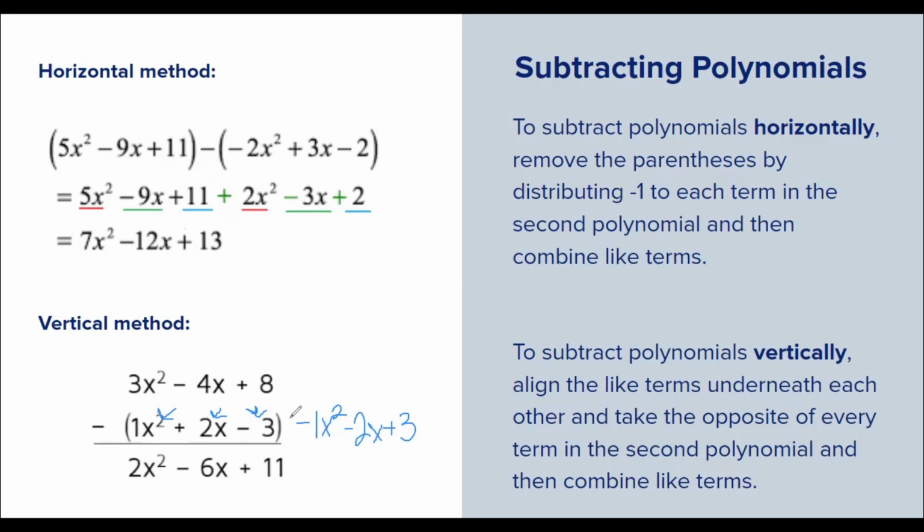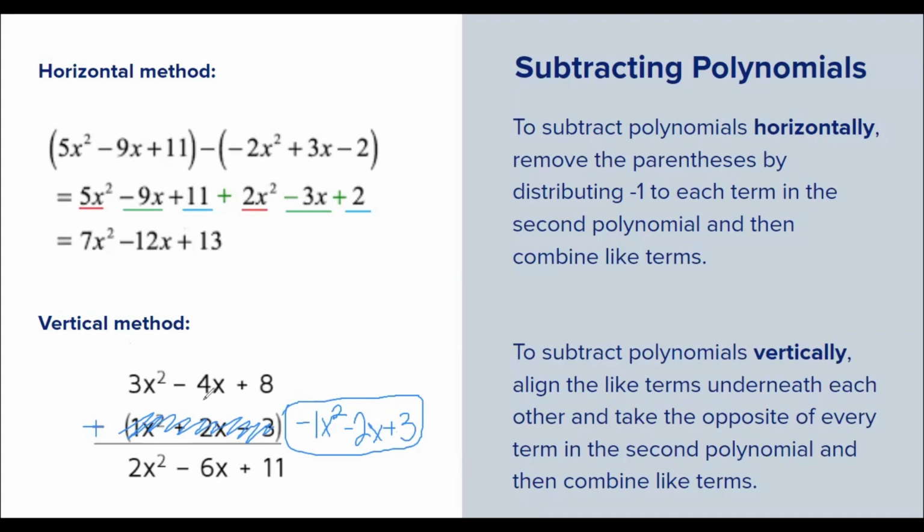So now that I have the opposite of this, I can combine like terms. By combine, I mean add. Basically, I turned this subtraction sign into a plus sign when I took the opposite of each term in the second polynomial. And from now, it's just basically vertical addition.